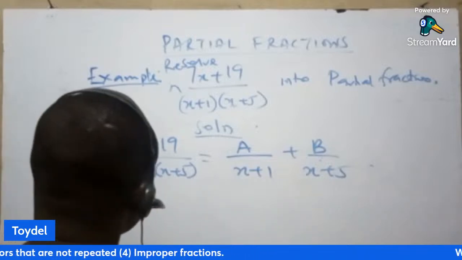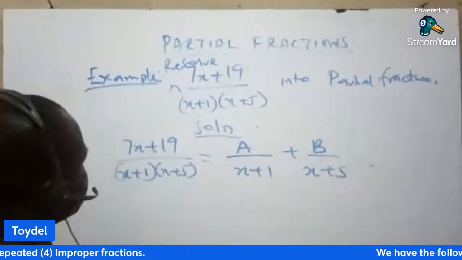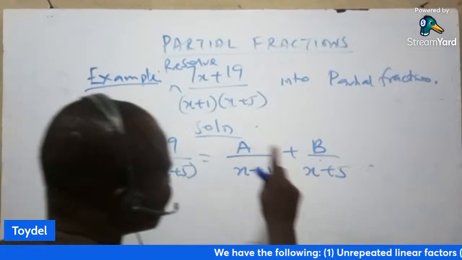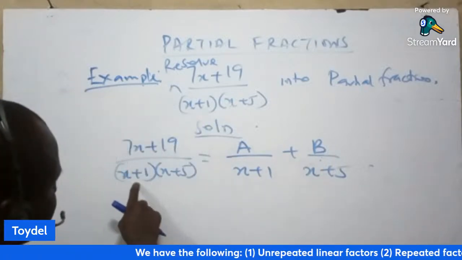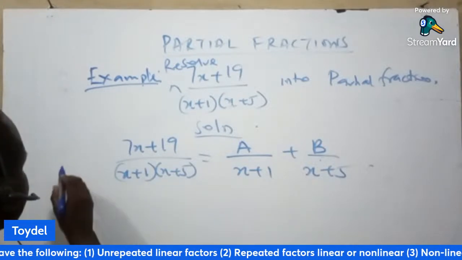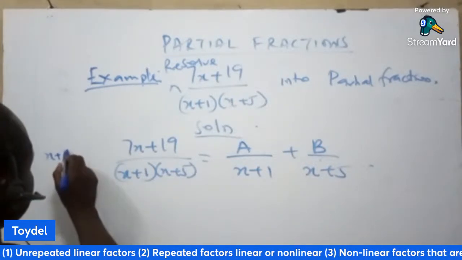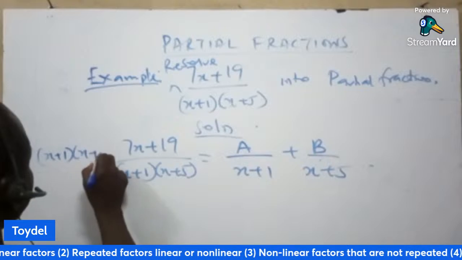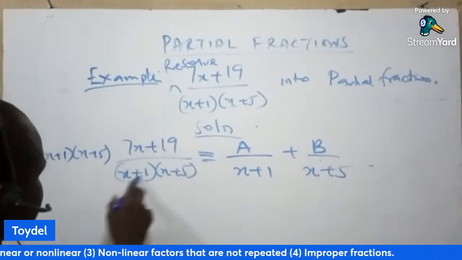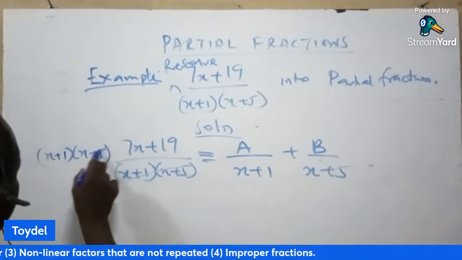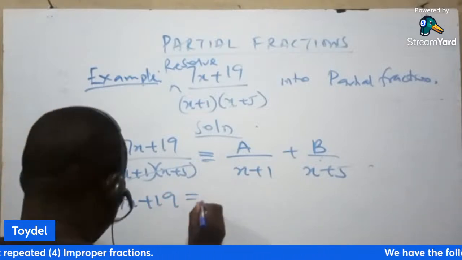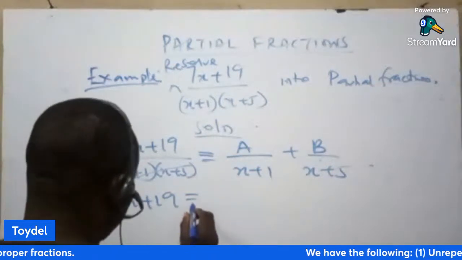So if that is what we have, then what do we do? I will now multiply both the left hand side and the right hand side by the denominator of the right hand side. That is, x plus 1 multiplied by x plus 5. This can take care of everything here. So I'm going to have 7x plus 19 being equal to this one.